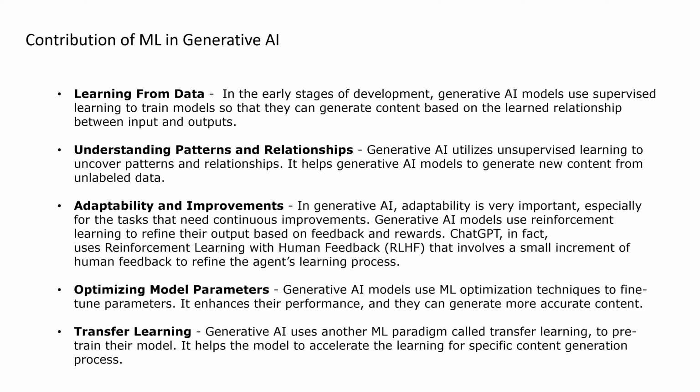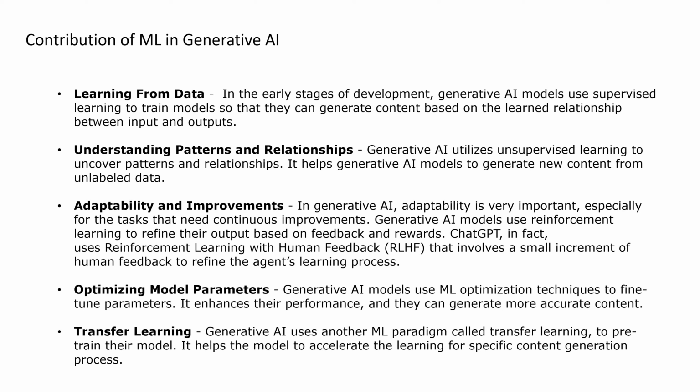Generative AI models use reinforcement learning to refine their output based on feedback and rewards. ChatGPT, in fact, uses reinforcement learning from human feedback, which involves a small increment of human feedback to refine the agent's learning process and optimize model parameters. Generative AI models use ML optimization techniques to fine-tune the parameters, which enhances performance and helps generate accurate content.